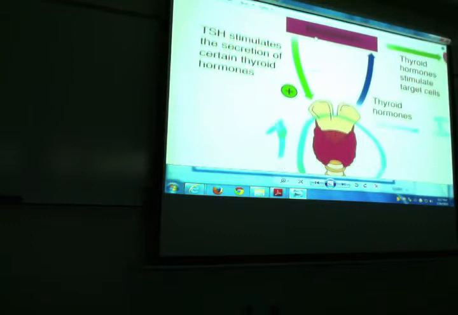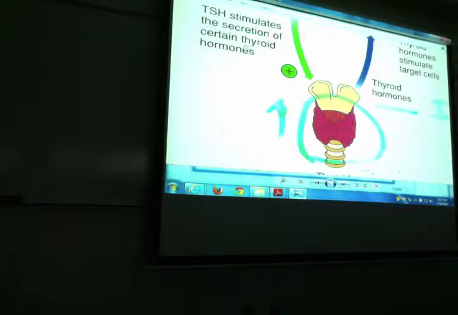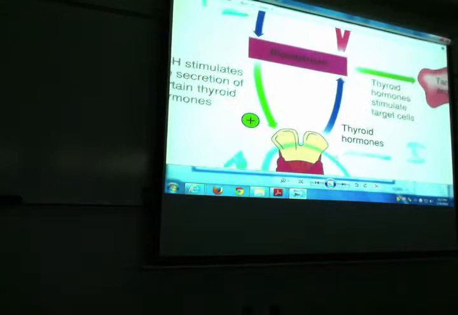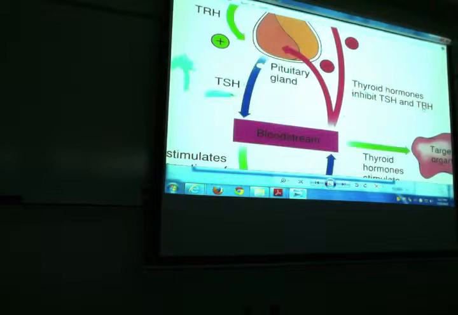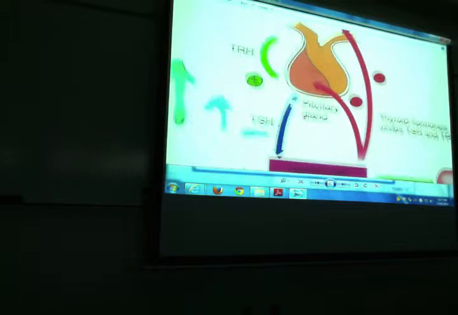Thyroid gets the memo and starts to make hormones. Right? When thyroid gets too many hormones, then we're going to have negative feedback, and we're going to turn off the management so we don't over-hormone our metabolism. Right? If you don't have enough metabolism, management yells. If you got too much, management turns off. Negative feedback. Right?